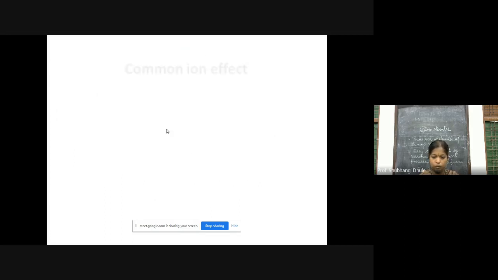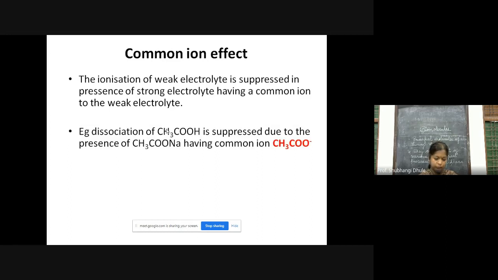Then we go to the next topic, the common ion effect. This is the last topic of this chapter, and the remaining part is omitted. So this is the last topic, and then we are going to stop here. What is meant by the common ion effect? The statement is: the ionization of a weak electrolyte is suppressed by the addition of a strong electrolyte having a common ion with the weak electrolyte.